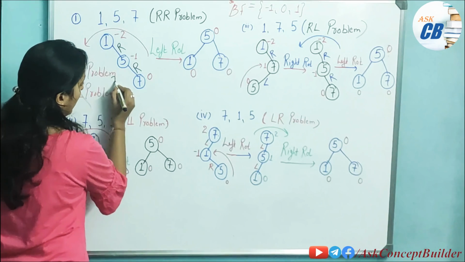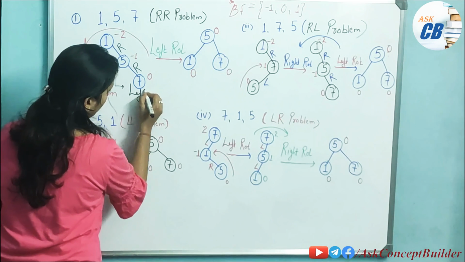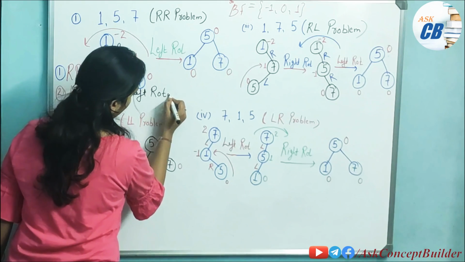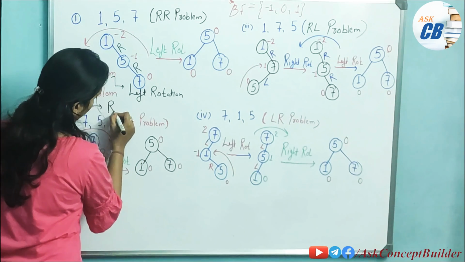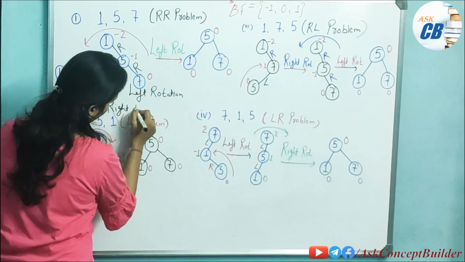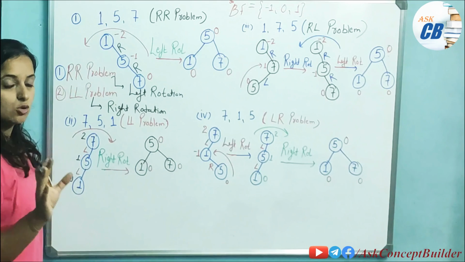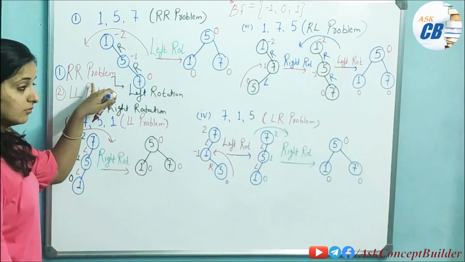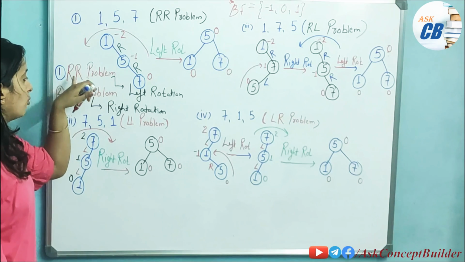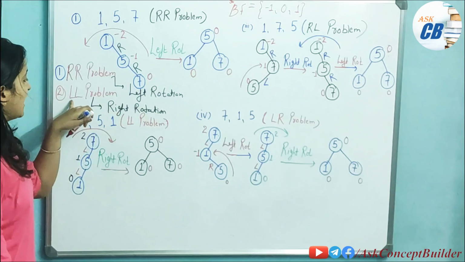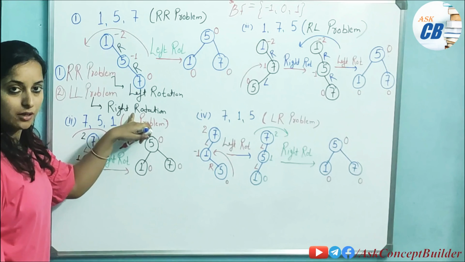For the RR problem, you have to perform the left rotation, and for the LL problem, you have to perform the right rotation. Fine. So these 2 things only, this overall summary you have to keep in mind, that we have basically only 2 types of problem. R means R is there, so we will perform the opposite of it, that is left rotation. If it is an L problem, then we will perform the opposite of left, that is right rotation.